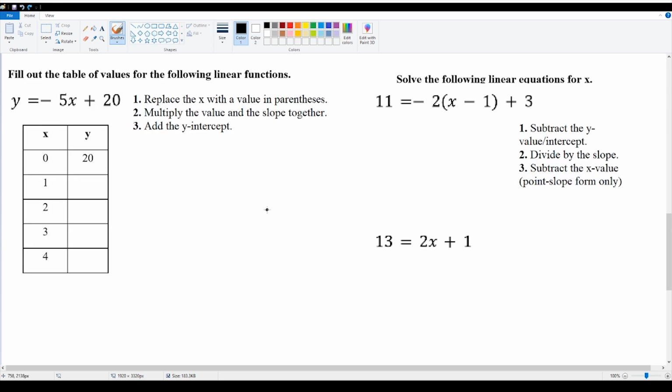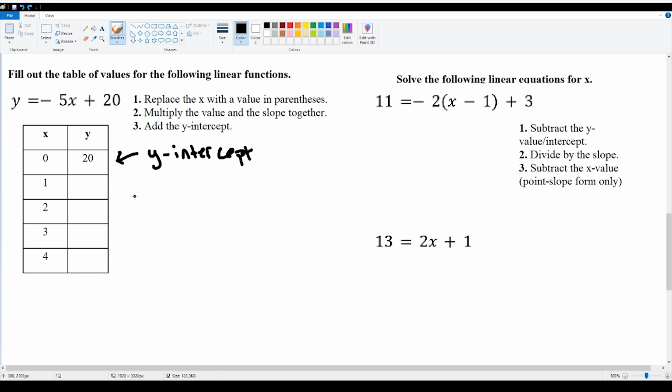For this assignment, you'll be asked to do two different things with these linear functions just to get re-familiarized with how they work, which is fill out a table of values for these following functions and solve the following linear equations for x. For all the tables, you'll probably notice there's a point already put in here. A lot of the times we're doing that to indicate that this is the y-intercept, and you can always put this where x equals 0. So just to reinforce that fact, we've got this here. But if I want to fill in the other spots here, I just need to replace the x here with any of these values in parentheses, use that value to multiply the slope, which is -5 in this position, and then add the y-intercept, which is the 20 that we just mentioned.